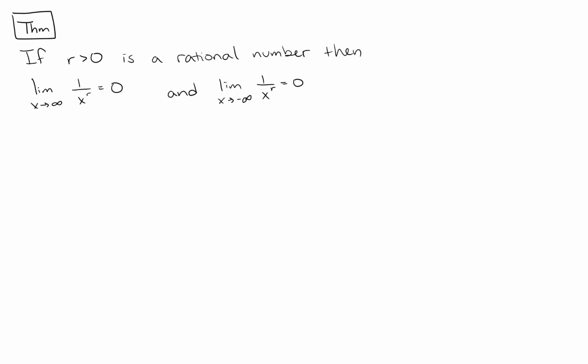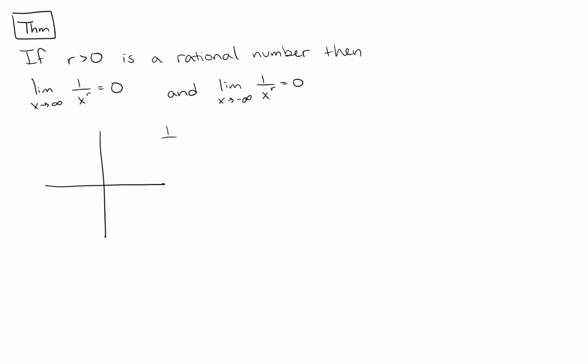We're now going to continue our discussion of limits at infinity by considering this theorem and some examples. If we have a number r that is positive and rational, and that number r is the power on a variable x in a denominator, 1 over x to the power of r, then the limit as we approach infinity or the limit as we approach negative infinity will give us 0 either way. Considering some examples might help with this.